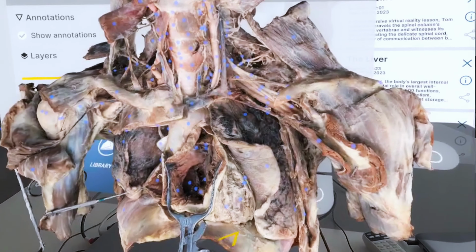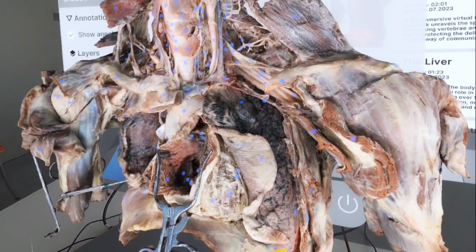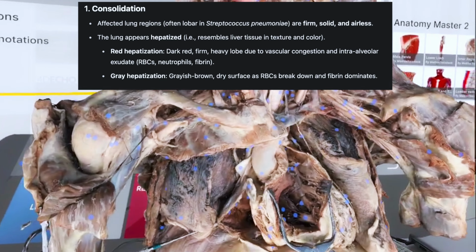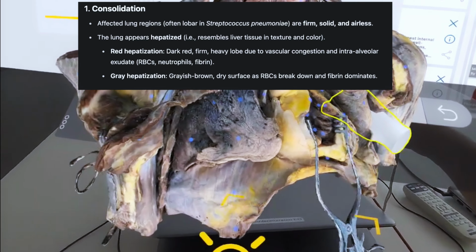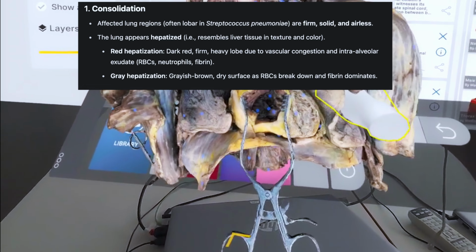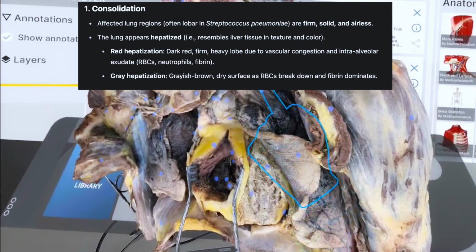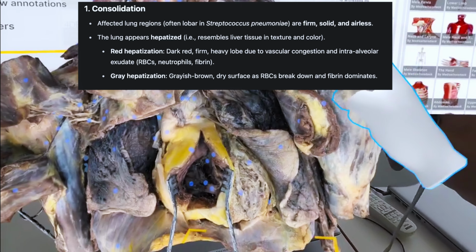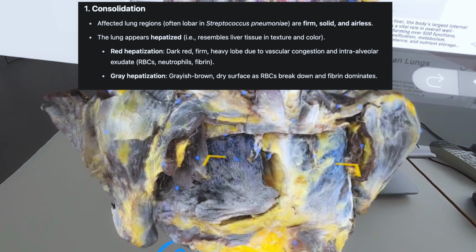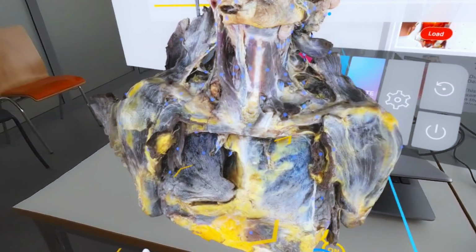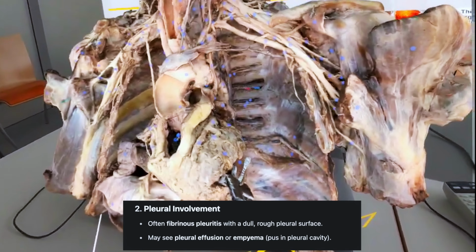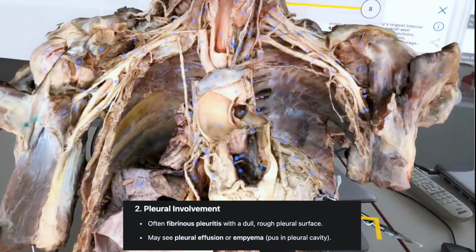Now let's look closer at the lungs of a patient who died of pneumonia that showed dramatic and characteristic pathological changes. Consolidation. Affected lung regions, often lobar in Streptococcus pneumoniae, are firm, solid, and airless. The lung appears hepatized. Red hepatization: dark red, firm, heavy lobe due to vascular congestion and intra-alveolar exudate. Gray hepatization: grayish-brown, dry surface as RBC breakdown and fibrin dominate. Pleural involvement, often fibrinous pleuritis with a dull, rough pleural surface. May see also pleural effusion or empyema.